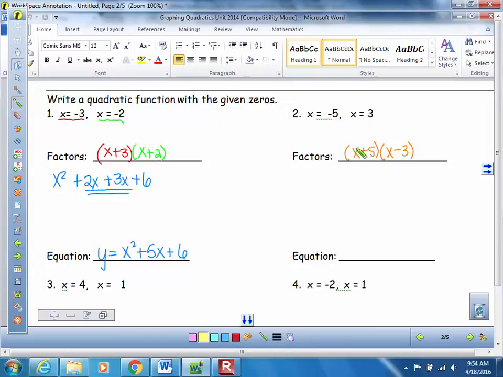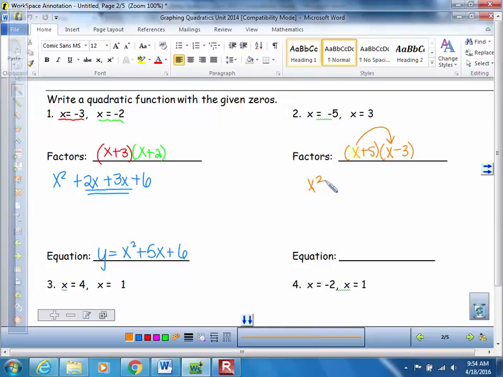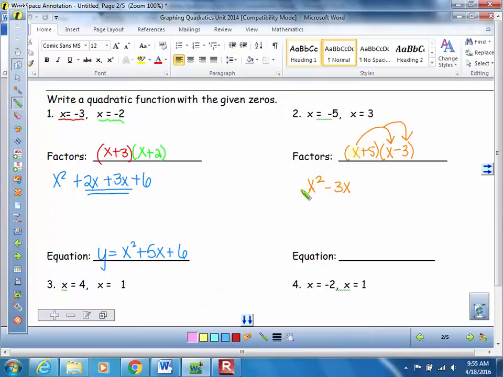So we're going to do x times both things in the parentheses. So I'm doing x times x gives me x squared. Then I'm going to do x times -3, which is a -3x. So I distribute my x. Now I've got to distribute this +5.